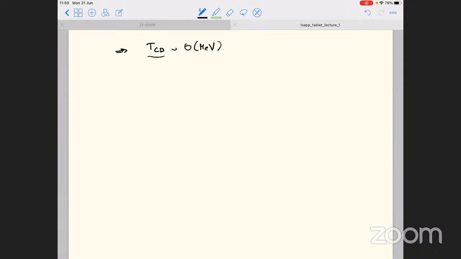And the use of determining this temperature is essentially to determine the number of relativistic degrees of freedom that are in the bath at that point. We have photons, okay? We have electrons, okay?